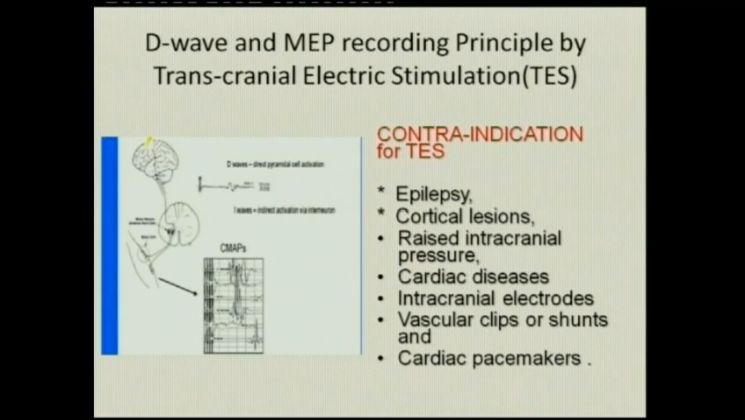For transcranial stimulation, you also have to look after these important points, the contraindications. If the patient has a history of epilepsy, cortical lesions, or raised intracranial pressure, and especially skull lesions and a cardiac pacemaker, these are contraindications for transcranial stimulation.